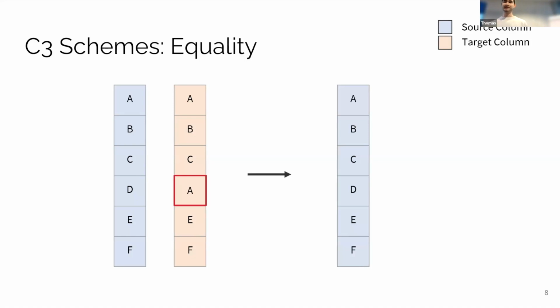So in this case, the exception needs to store the index where it occurs. So here in position 0, 1, 2, 3, and also the value of the exception, so an A. After applying this encoding, we leave the exceptions uncompressed, and the source column has been left unchanged, and it can be compressed with any single column compression scheme.